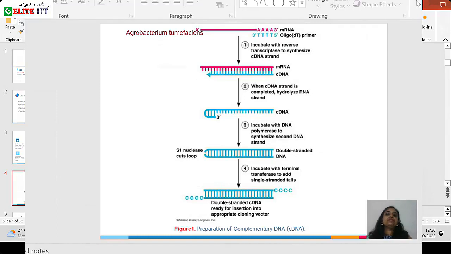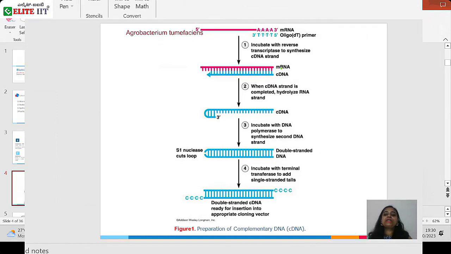First of all, you are making a single strand here. cDNA is actually complementary to mRNA, so it is known as complementary DNA. It is opposite to mRNA, and it is single stranded. Now what will happen? This single stranded cDNA is converted to double stranded by polymerase.